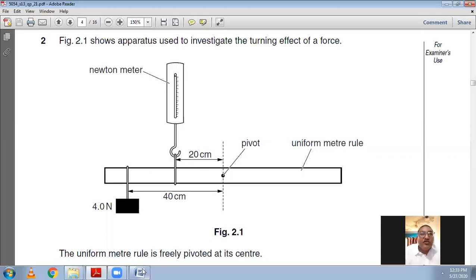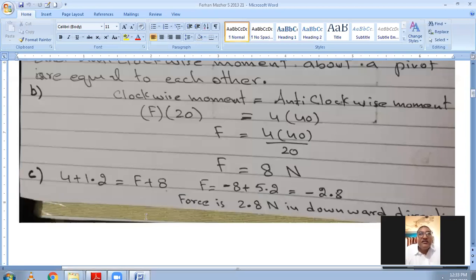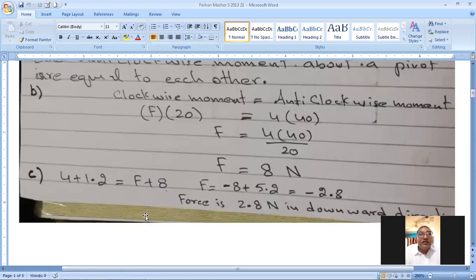Let me show you my work. Okay, so the B part is on your screen. Clockwise moment equals anti-clockwise moment. F multiplied by 20 equals 4 into 40. So F will be 8 Newton. I hope that you have understood this numerical.